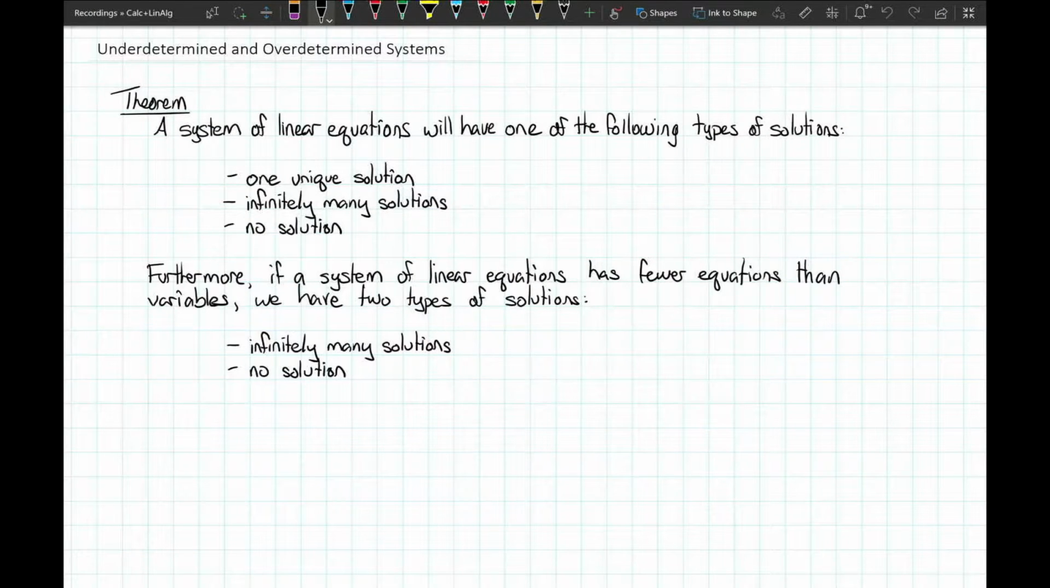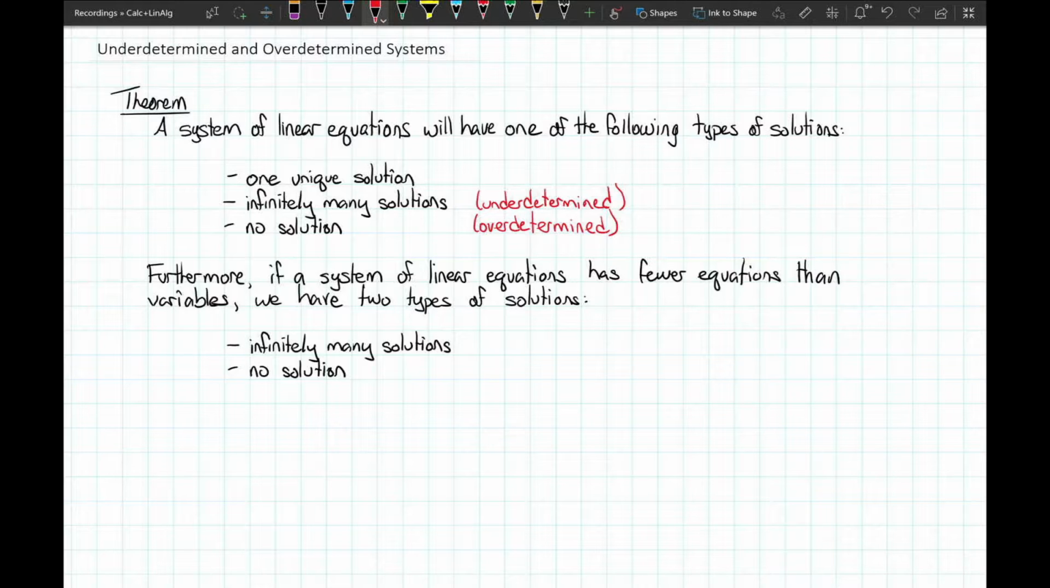So a system of linear equations will have one of the following types of solutions: a single unique solution, infinitely many solutions, or no solution. Now, when we say infinitely many solutions, we actually give that a term. So we refer to that as an underdetermined system. And in the case of no solution, we call that an overdetermined system.